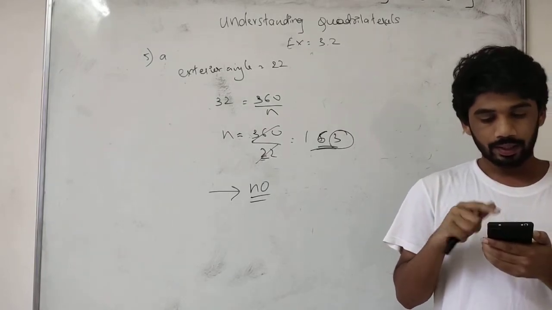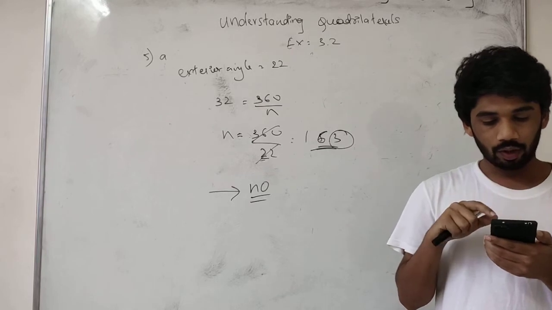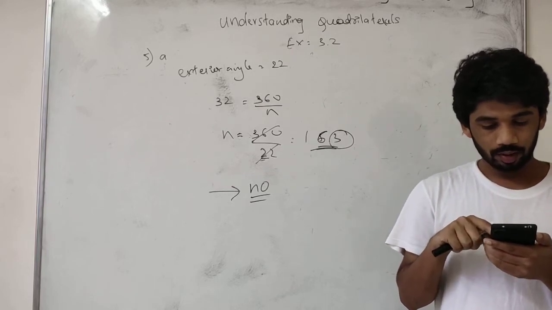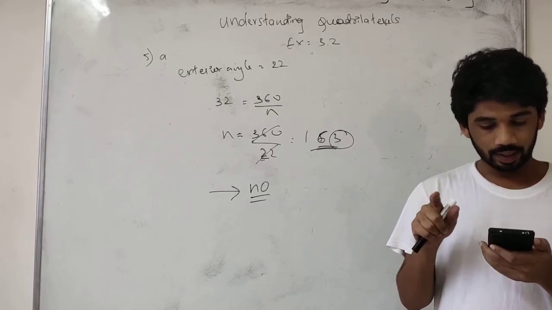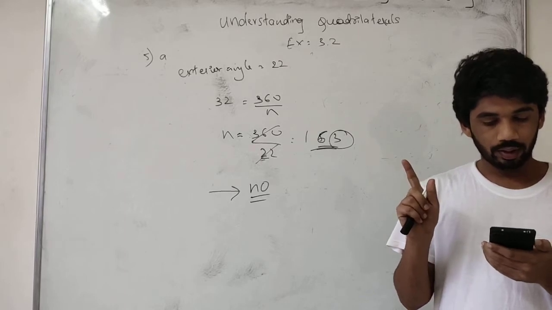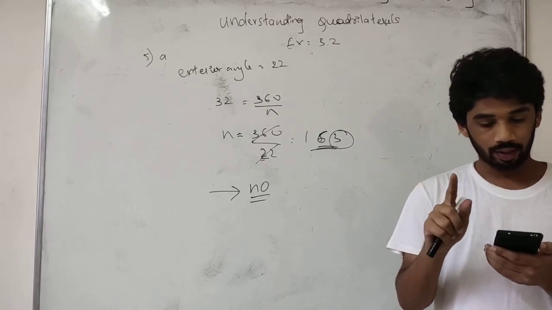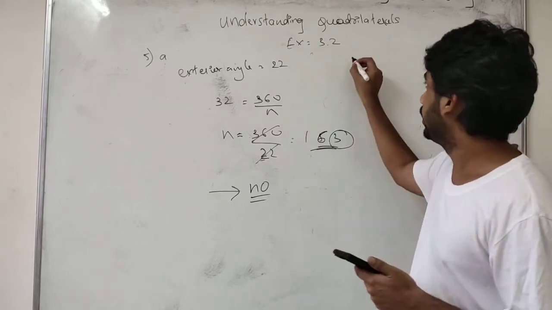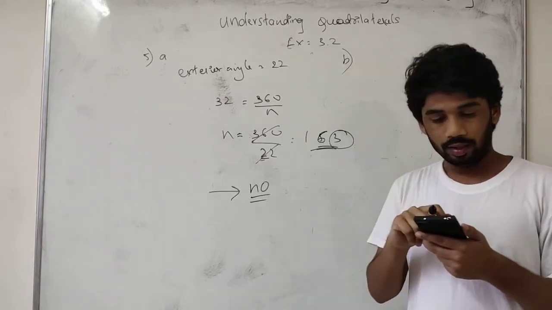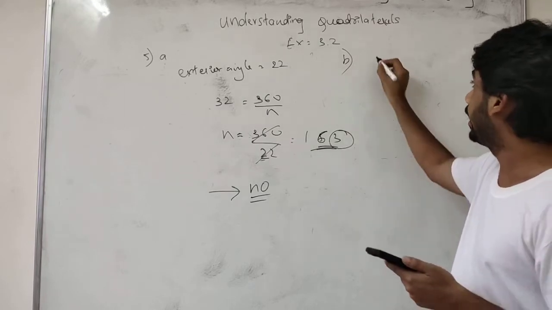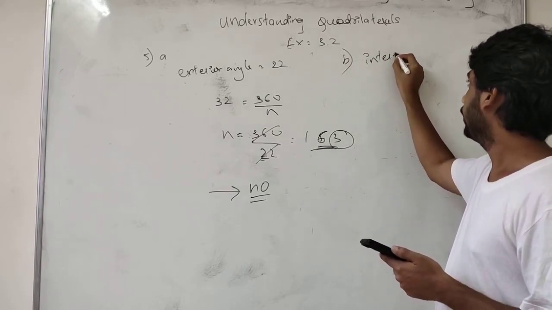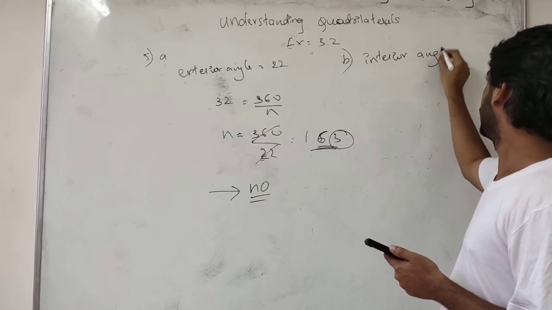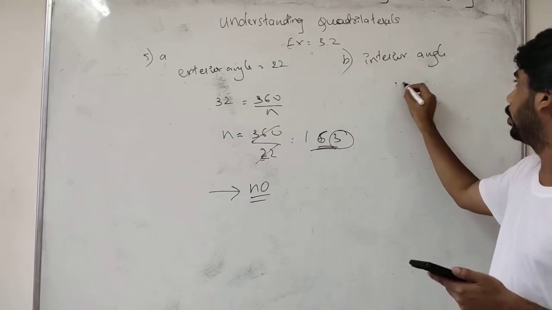In this one, can it be an internal angle of a regular polygon? Again, they are asking whether it can be a regular polygon. Can it be an internal angle of a regular polygon? Next one, in this one only, can it be an internal angle of 22 degrees?